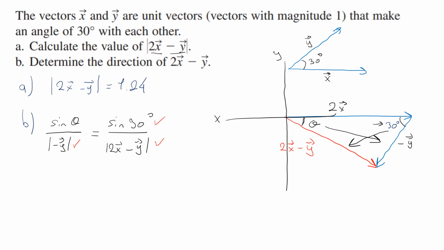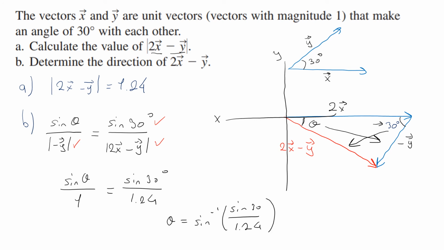So when I do that, all I need to do is plug those in. I'll start with plugging the numbers in. For minus y, that's just going to become 1 because it's a unit vector, and that would equal sine 30 over 1.24, which we found before. And if I leave the angle alone and send the sine to the other side, because I'm trying to find the degree, I would get sine inverse of sine 30 all over 1.24. And when you plug that into your calculator, you would get a value of 23.8 degrees.